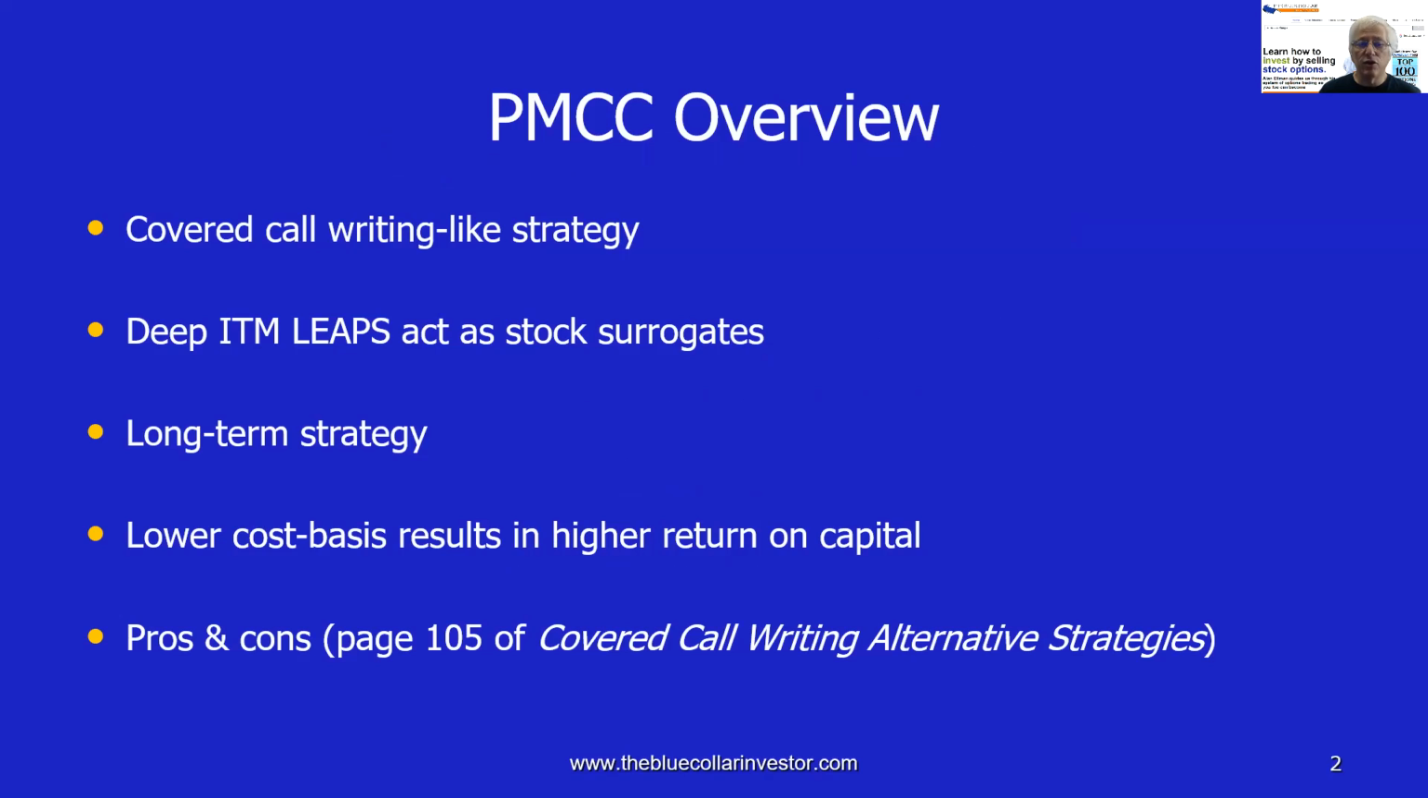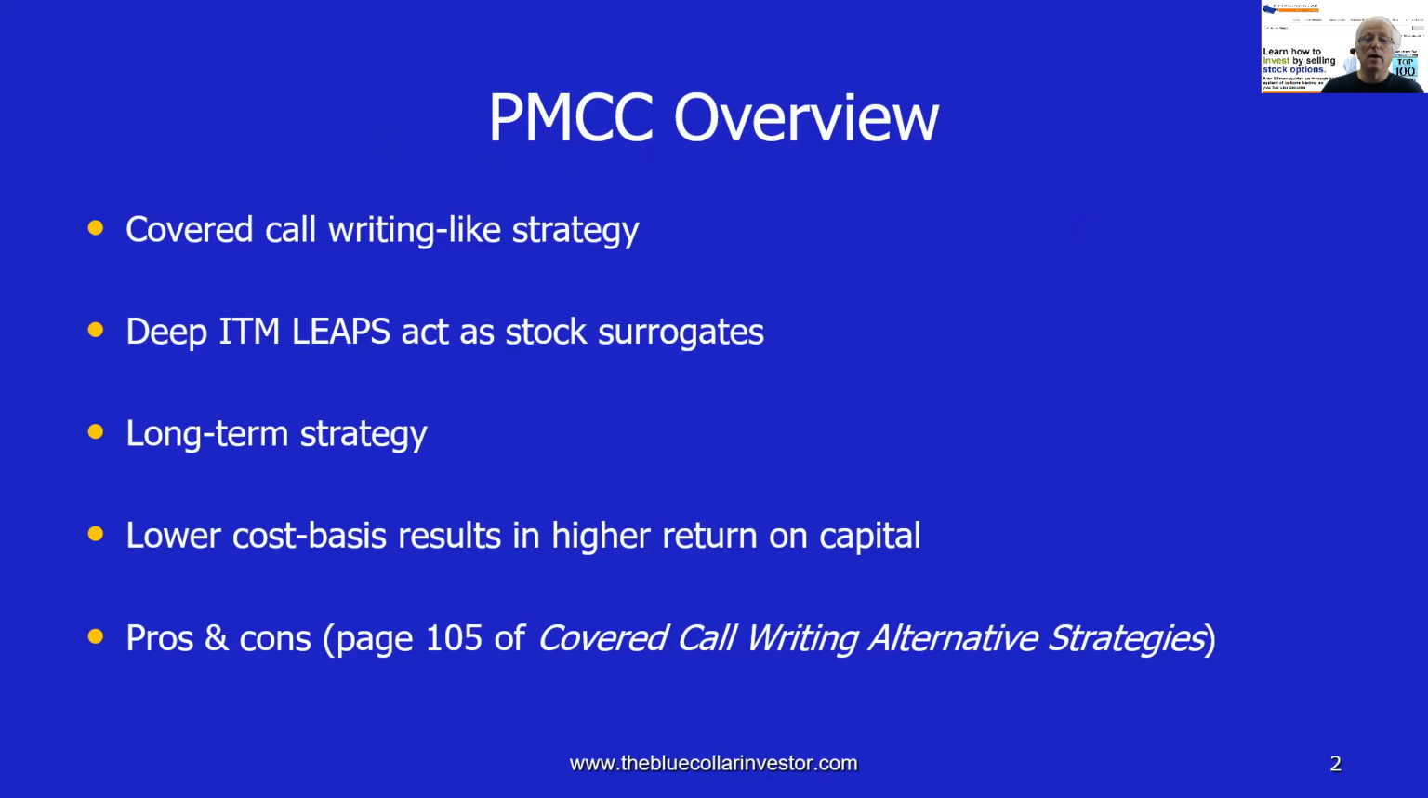Now, this is a strategy that is similar to, but not precisely the same as, traditional covered call writing. The difference is, instead of buying a stock and then selling call options against that security, we buy a deep in the money LEAPS option, or a long-term expiration option. And that will serve as the stock surrogate or replacement.